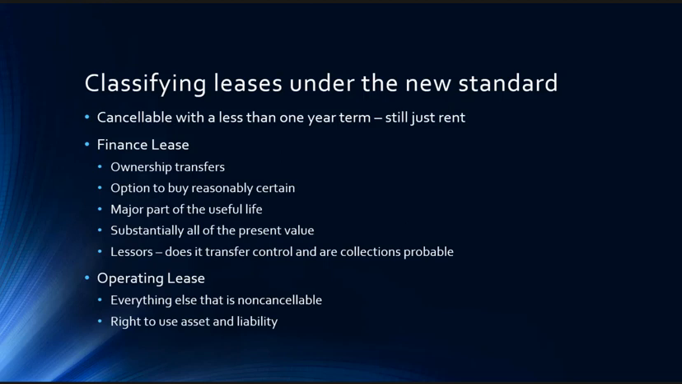Now, if it doesn't fit that, it must be an operating lease. That's everything else that is non-cancelable past 1 year. An operating lease is going to record a right-of-use asset and liability. That was the new terminology used in this new standard, the idea of a right-of-use asset.